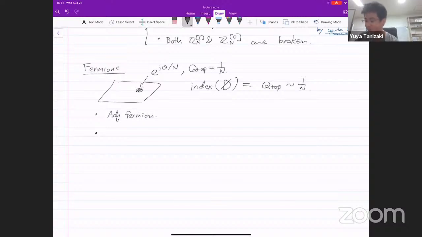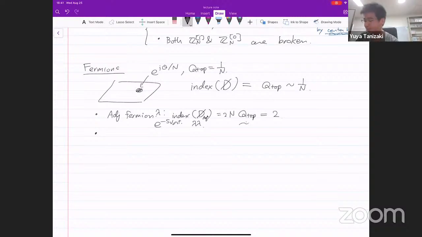And in this case, the index of the adjoint is 2n times Q topological. So this is nothing but 2. This suggests that if we have a center vortex type proliferation, then that center vortex amplitude is something like e^{-S_vortex} times some lambda. So if we add an adjoint fermion lambda, then it should be associated with two fermionic zero modes.